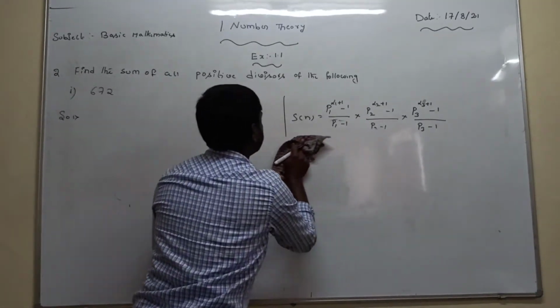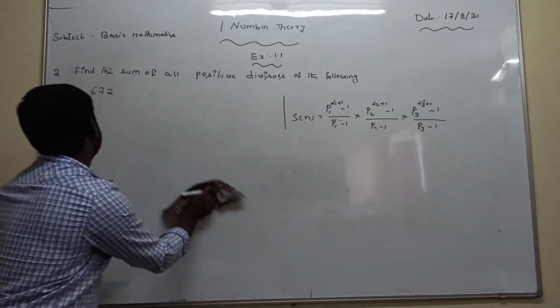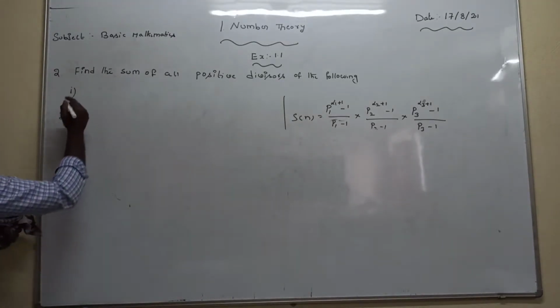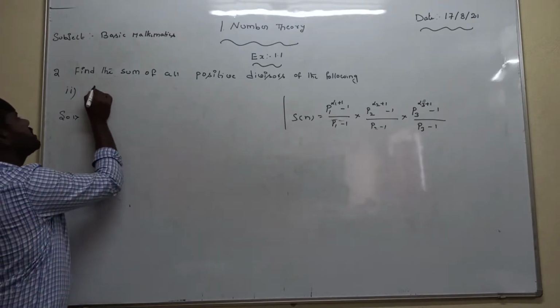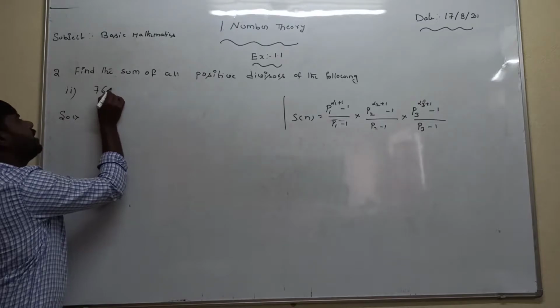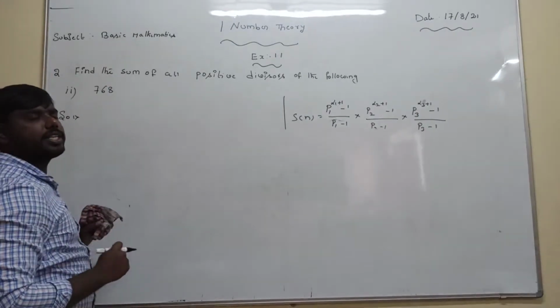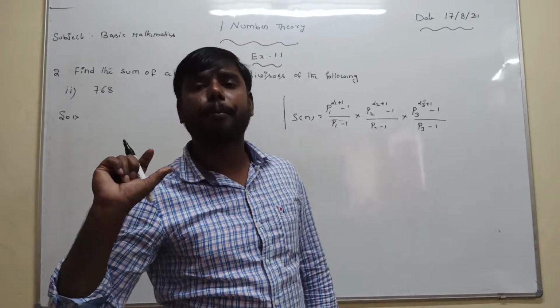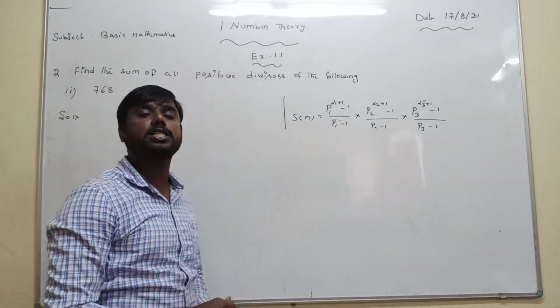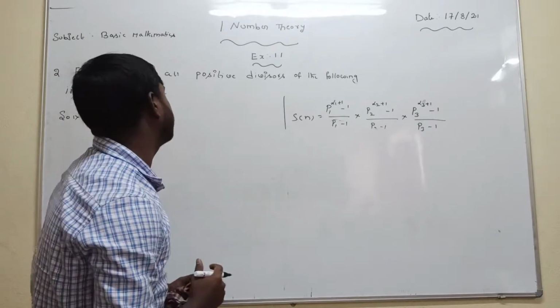All the questions are the same. See question number 2. Question number 2 is given: 768. 768 can be expressed as a product of prime numbers. That's why we use the division method.